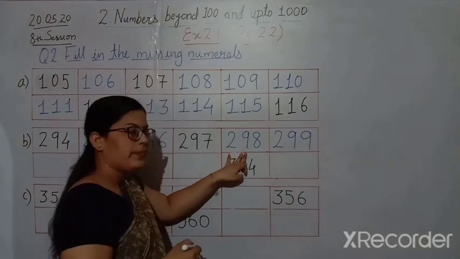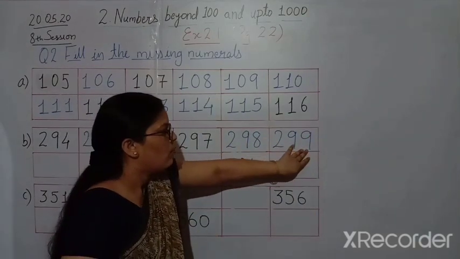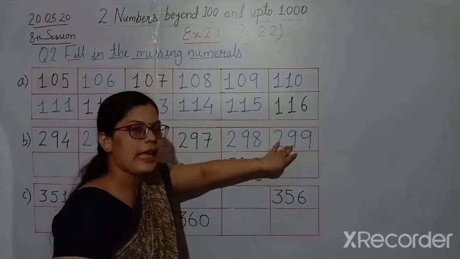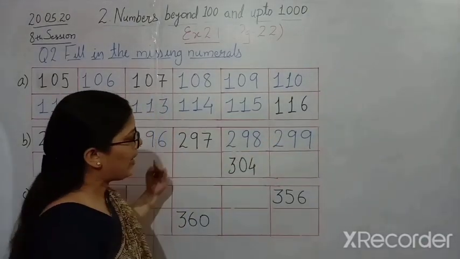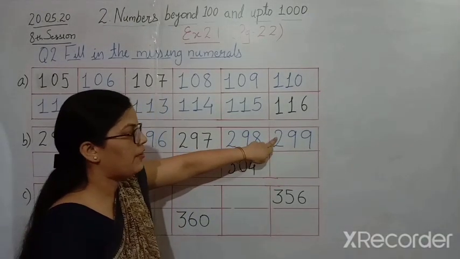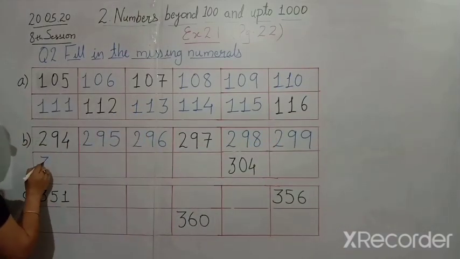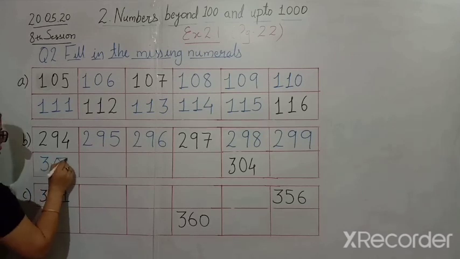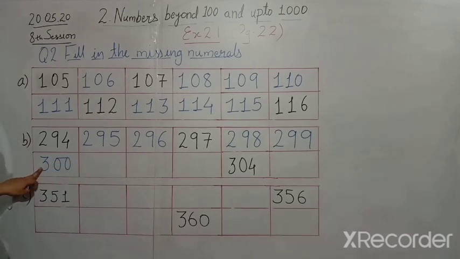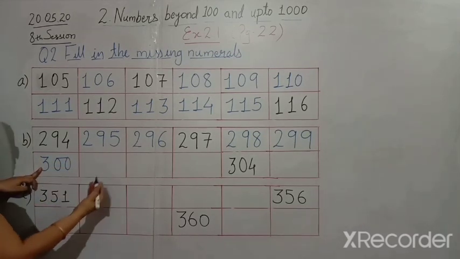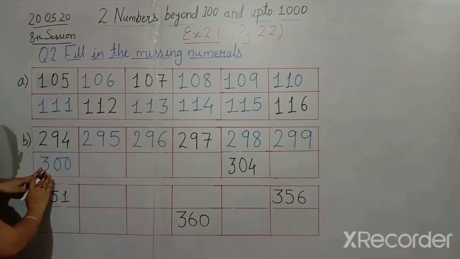299. Now here, what is at the tens and ones place? 99. So now the next number will be 300. The hundreds place will change. 3 will be at the hundreds place and the number will begin from 300.